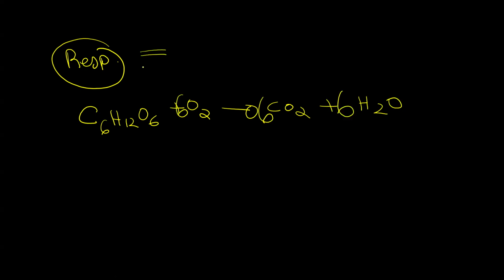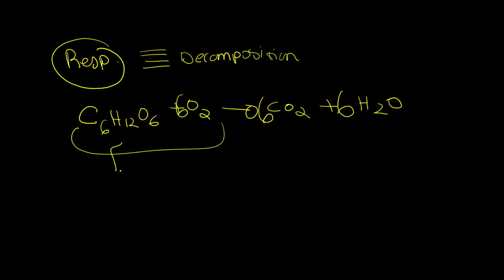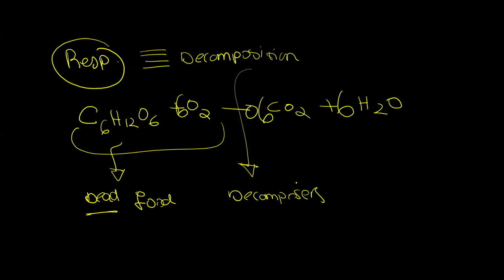Respiration is exactly the same as decomposition. The only difference is the type of food that is broken down. In respiration, the type of food that is broken down is glucose. In decomposition, it's the same equation. So decomposition is the same as respiration. The only difference is that the type of food that is broken down is dead organic matter, dead food. This is really important because a lot of questions will come on this part. We are talking about different terms in our ecology. Decomposers, these are organisms that feed on dead organic matter.